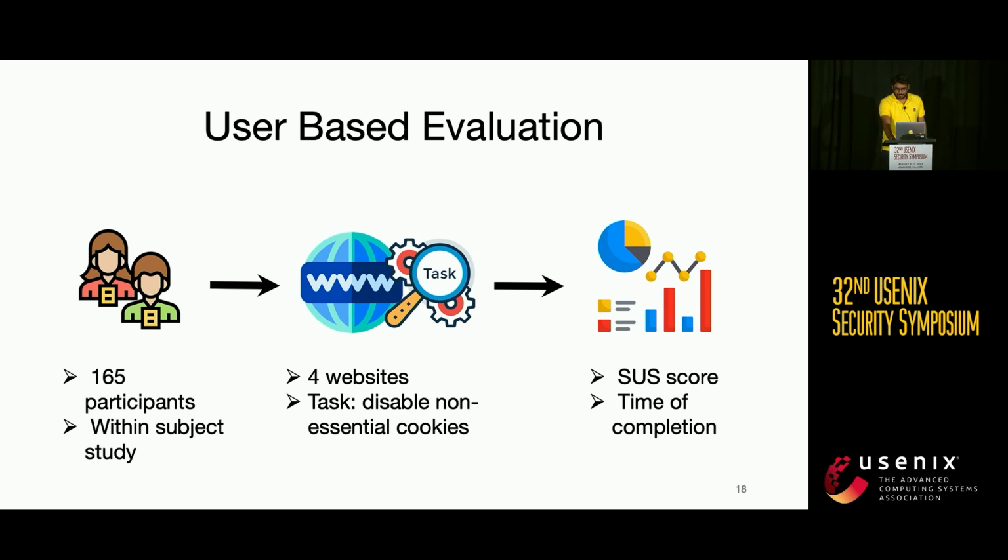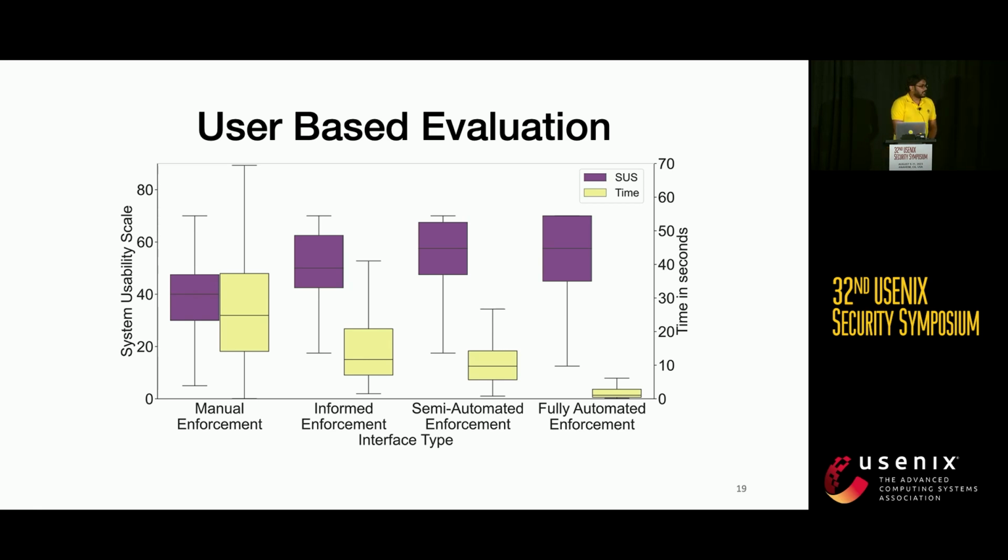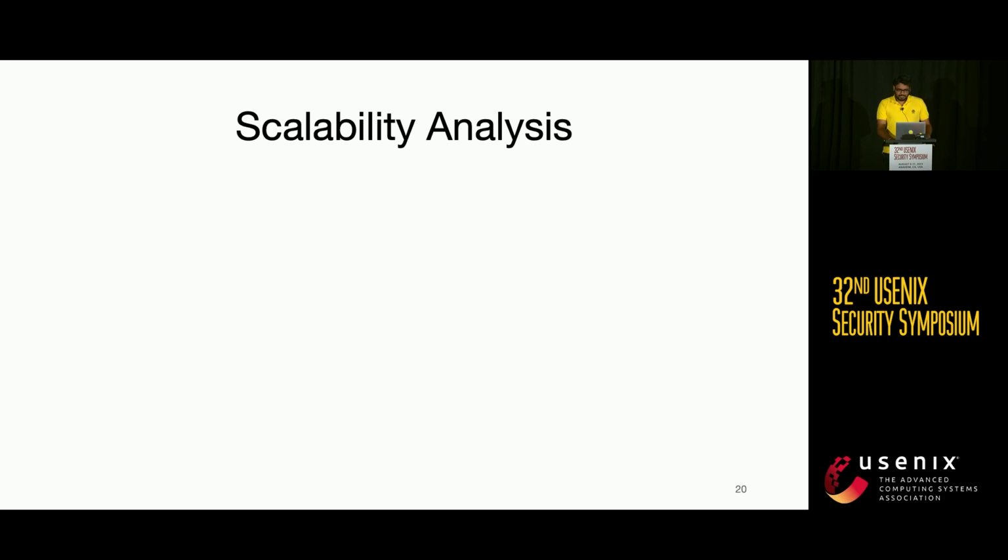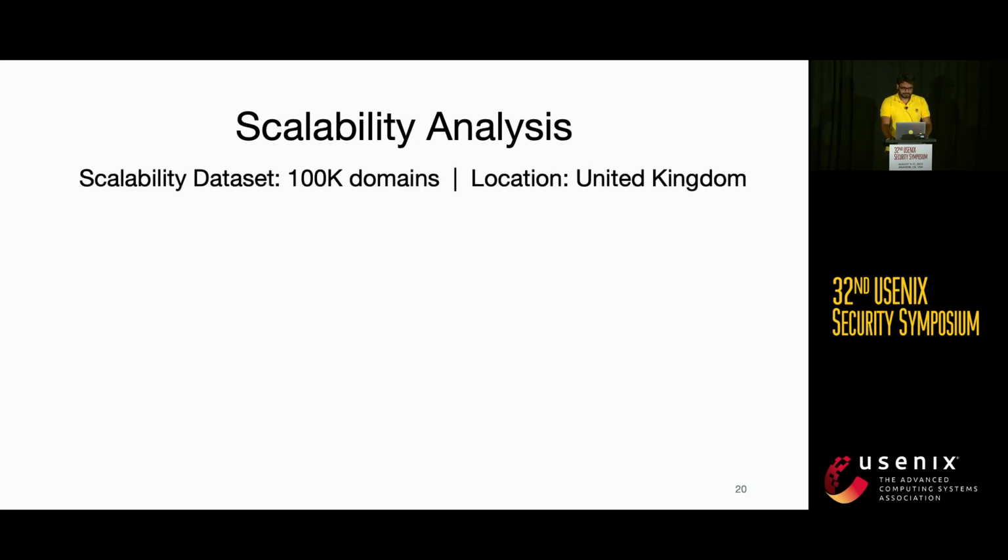for each interface option. Looking at the results, we see that users find the Cookie Enforcer interfaces more usable. Those are on the right, the manual one is on the left. We also noticed that the time taken to complete the task is lower for Cookie Enforcer interfaces than for manual enforcement, with it being lowest for fully automated enforcement, which is to be expected because the user doesn't have to do anything. And finally, we performed the scalability analysis with 100,000 domains from the UK.